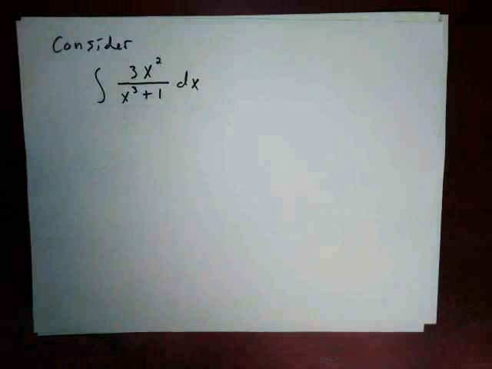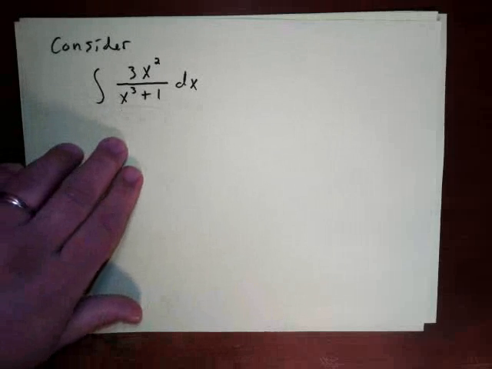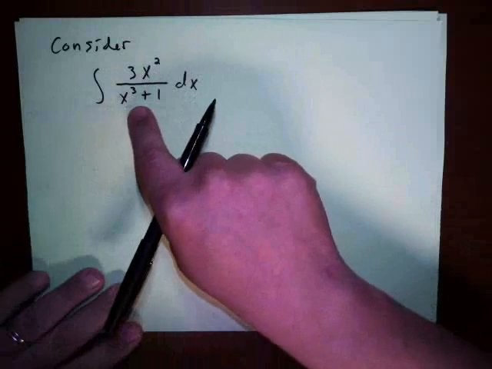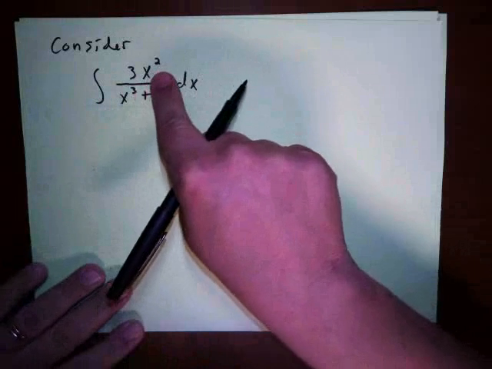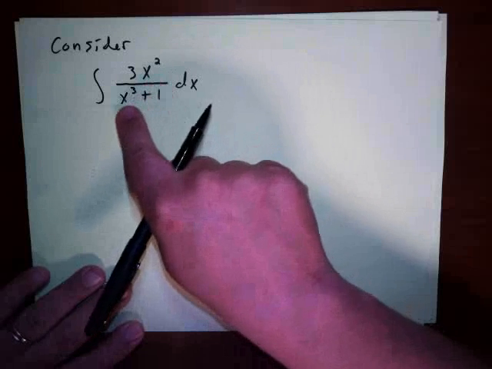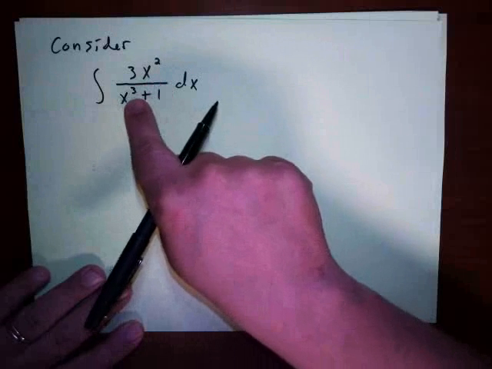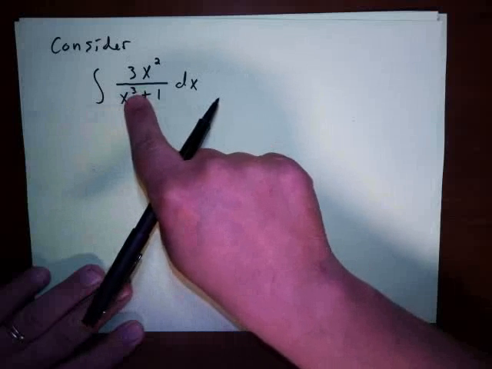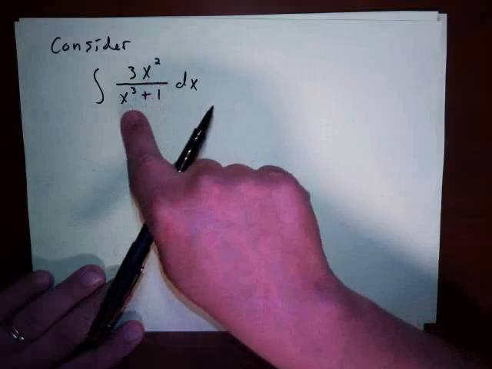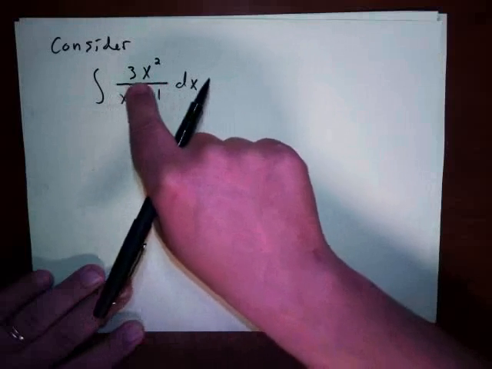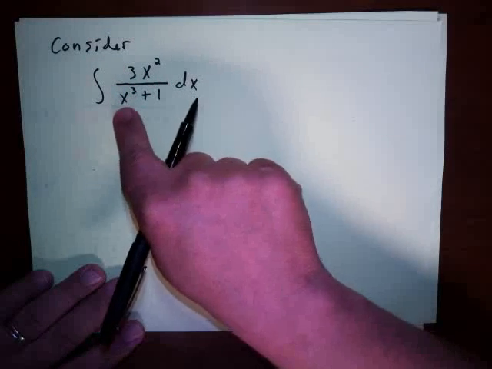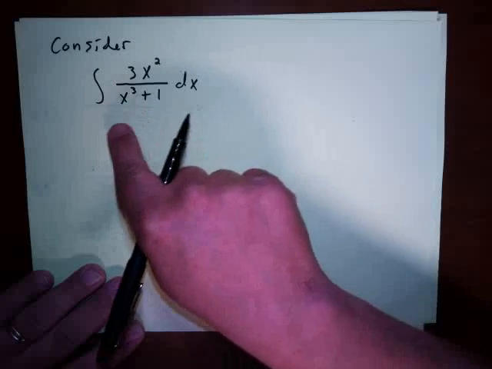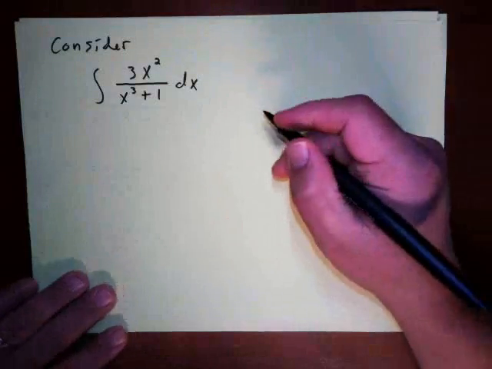So let's consider the following integral here. One thing that really stands out here is that 3x squared, and we know that that is the derivative of x cubed, right? Bring down the 3, subtract 1 from the exponent, you get 3x squared. And in fact, it's the derivative of the entire bottom here, because the derivative of x cubed plus 1 would just be 3x squared. That plus 1 would go away.